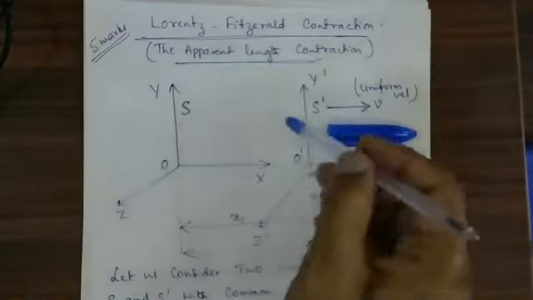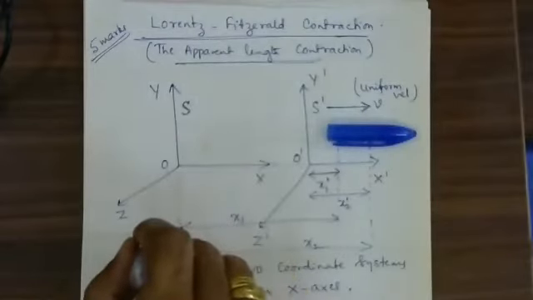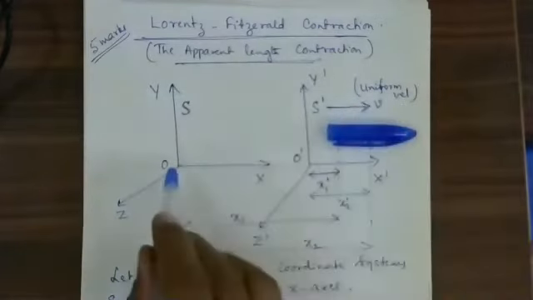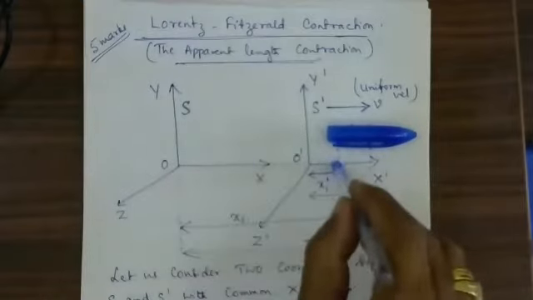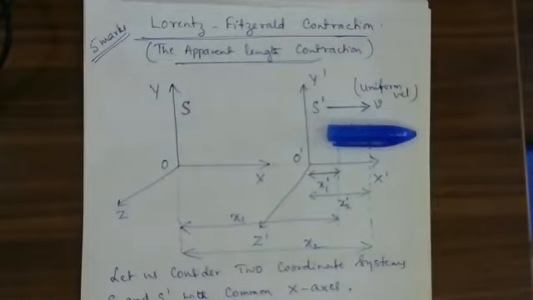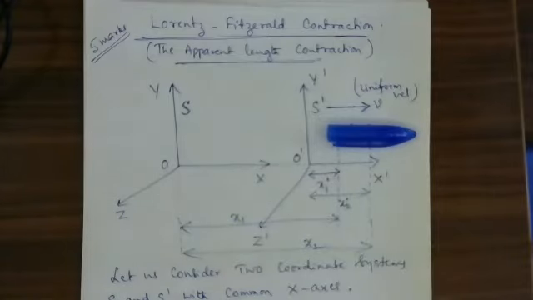Clear? Now let us consider you are standing outside this, on the earth. For you, this same rod, whose length from here to here is x2 minus x1, that is L. I have to prove that x2 minus x1 is not equal to x2 dash minus x1 dash. They are not equal. That I am supposed to derive and show.